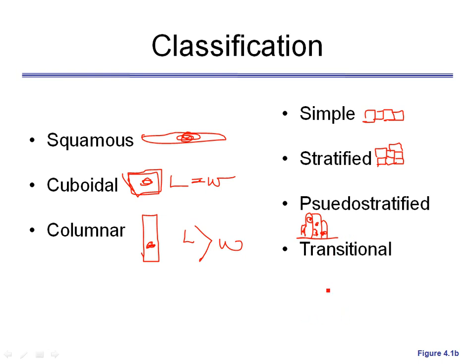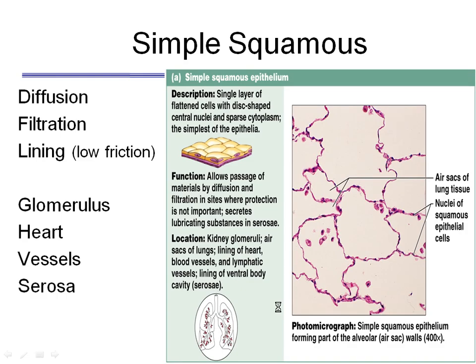Then we have a special case of transitional. In transitional, it's a kind of stratified, but what happens is as you move through the layers, the cells change their shape, and when you get to the surface layer, the cells are very big and domed shape, very round on the top. Well, the beauty of that is this tissue has the ability to stretch. So let's go through them rapid fire.